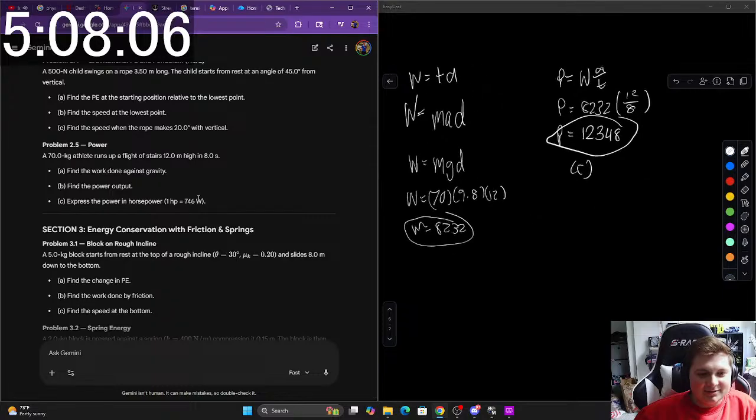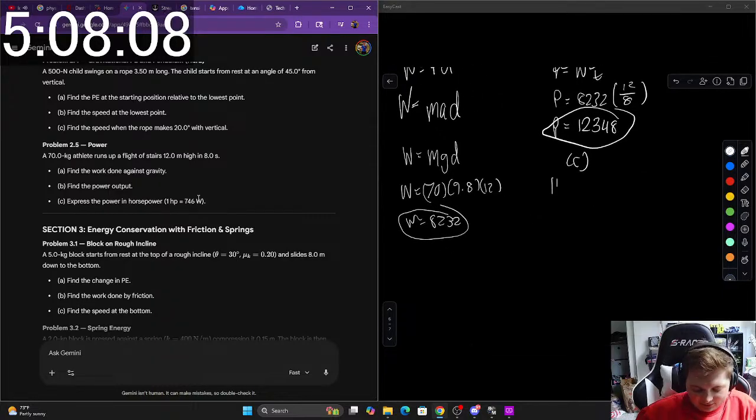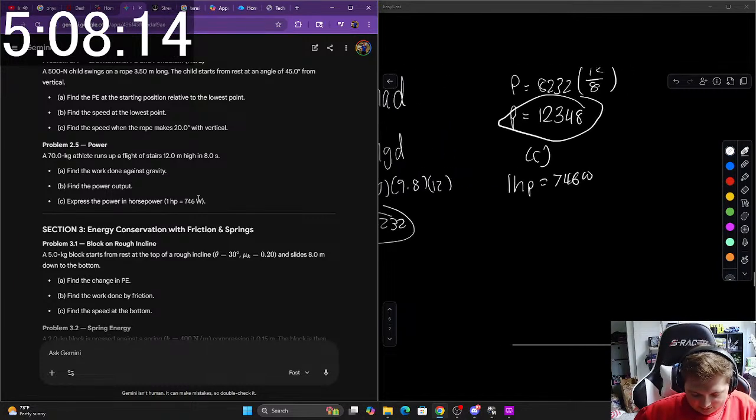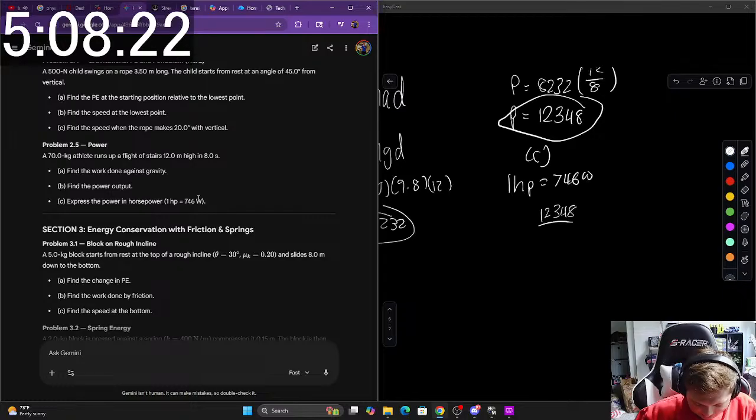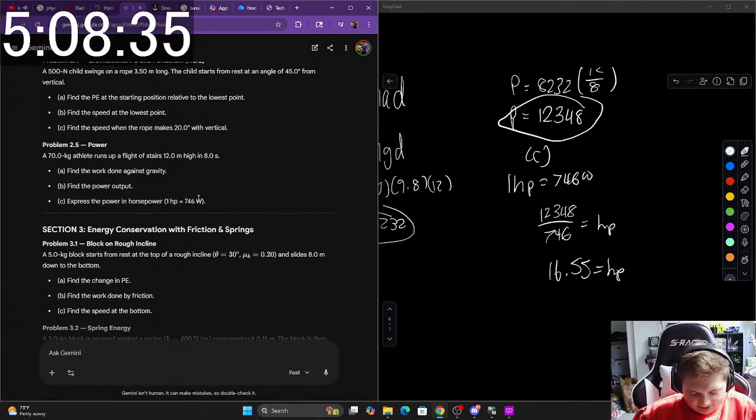You just can't understand. Power and horsepower. 1 HP equals... Okay. Dang, he's got a lot of horsepower. Makes me think it's not right. 16 horsepower.